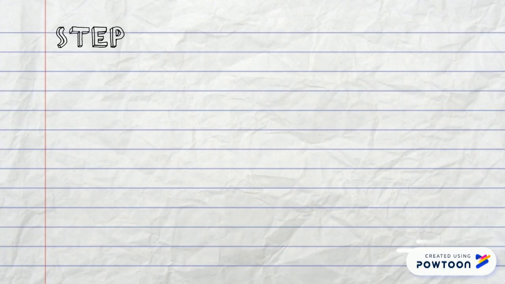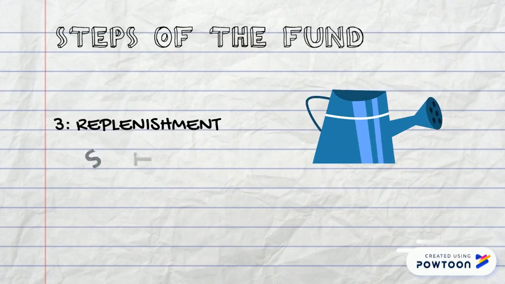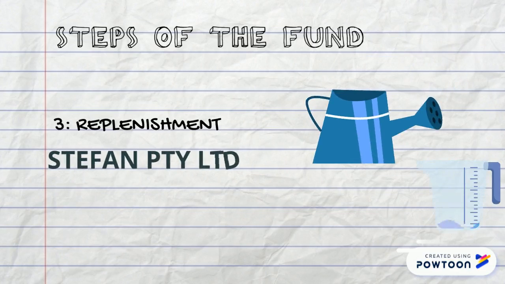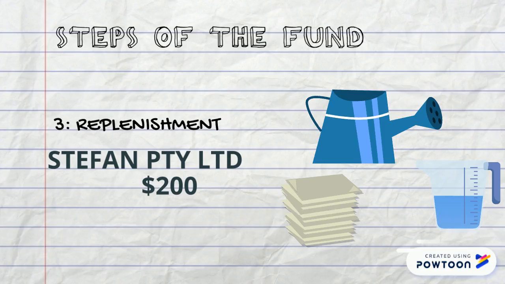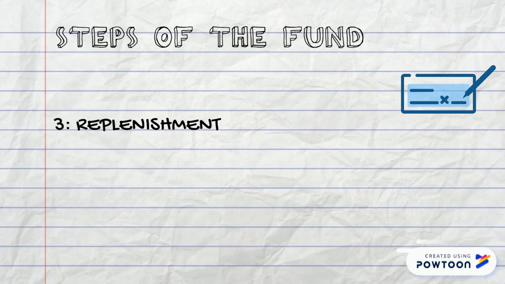The final step of a petty cash fund is replenishment. As the fund is utilised, there comes a time where it needs to be replaced. As an example, Stefan Pty Ltd has a petty cash fund of $200. Throughout a period of time, $160 is spent on office supplies, meaning the remaining cash balance in the fund is $40. To replenish the account, the business simply needs to cash a check of $160 to bring the fund's overall dollar amount back to $200.